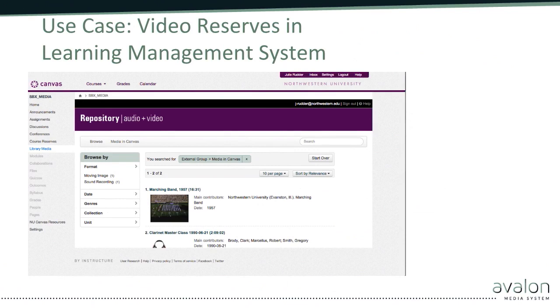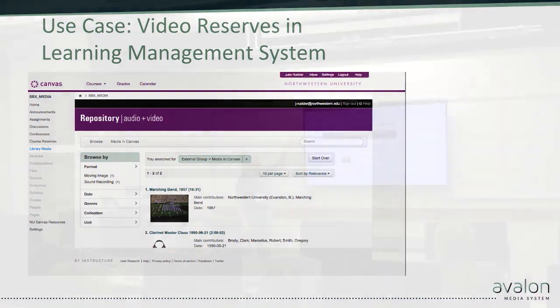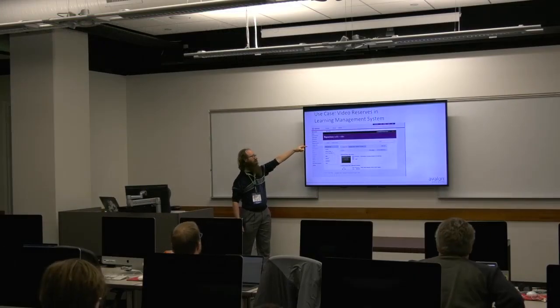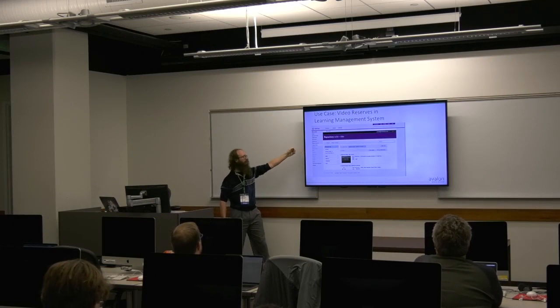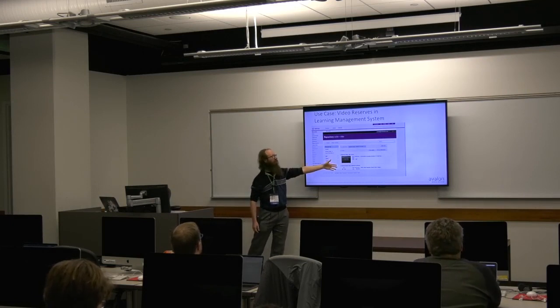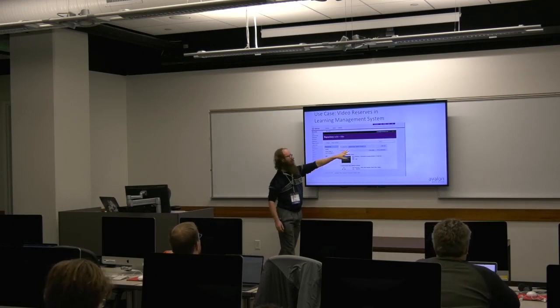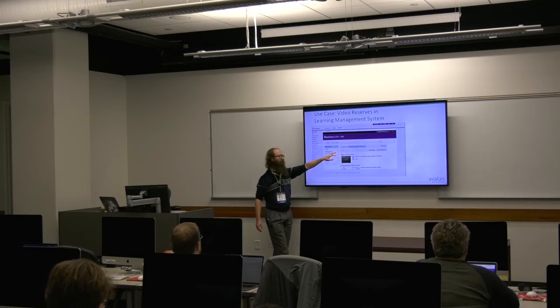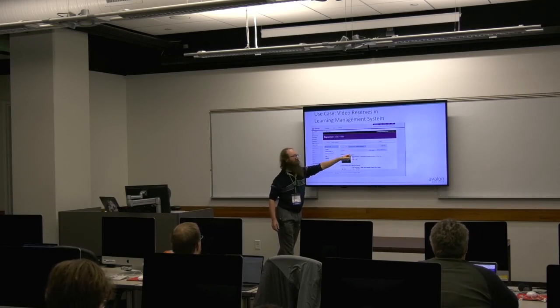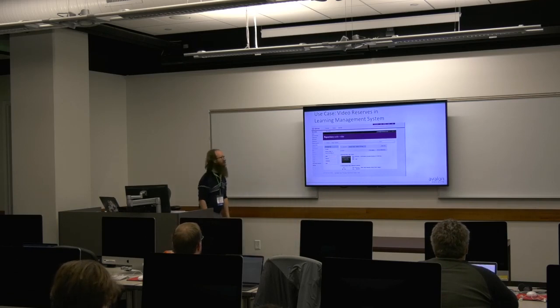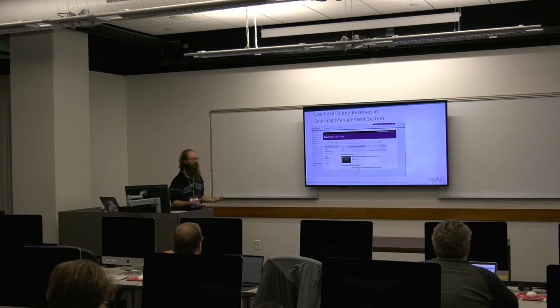So here's Northwestern's Canvas learning management system. A student would log in and see their classes. They would go to their class, and there could be something like this, a link to library media, which would immediately log them in to Avalon and show them their reserves for that course. That's kind of what's going on here. There's already a facet applied saying within this course that has a kind of authorization group, just display those things.